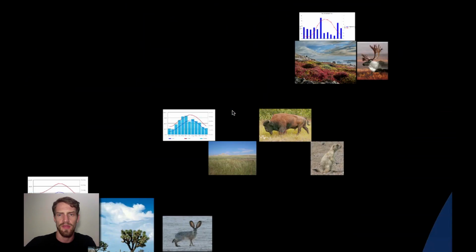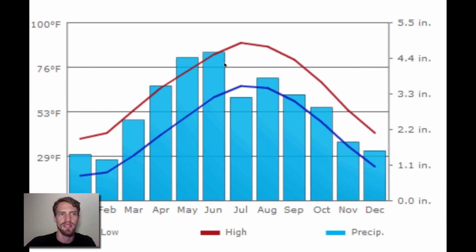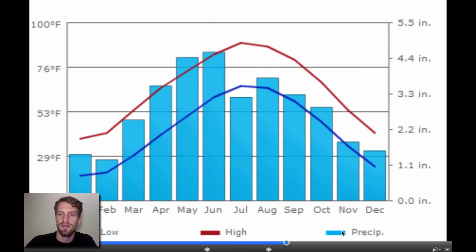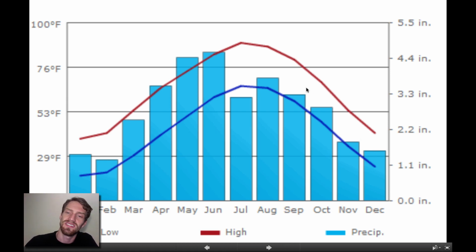So now I want to get into the temperate zones. This is a generalized temperate zone climatograph. You can see there's a fair amount of rain that we see in blue here. So in the spring, there's quite a bit of rain. In the summer months, there's a little bit less, and increasingly less rain in the winter months.